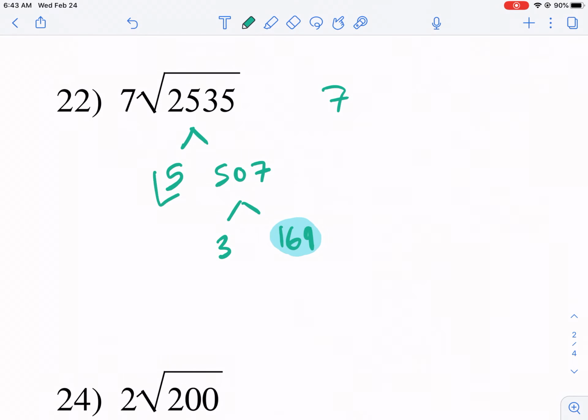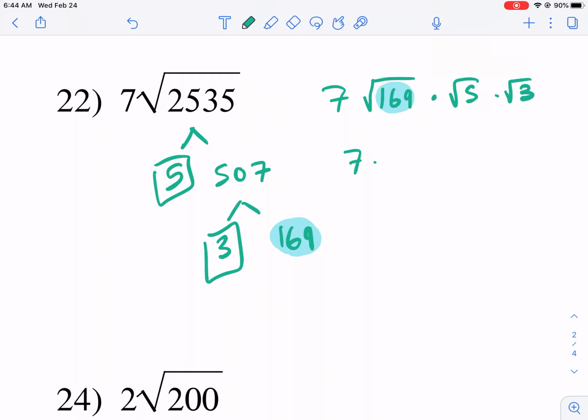Okay, so look, we didn't have a pair for 5. He stays home. 3 stays home. But 169, let me show you what this is all about. We can write this as radical 169, okay, times radical 5 times radical 3. 7 times 169 is 13, times radical 15. So now I do 7 times 13, and I get 91. So 91 radical 15 would be my answer here.